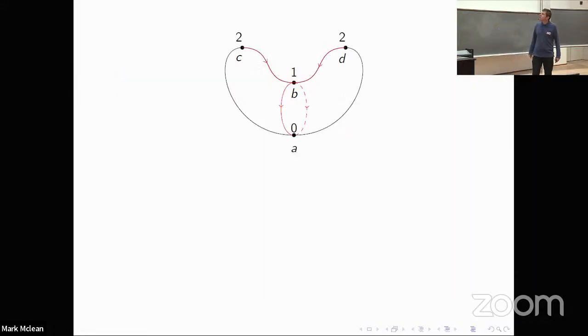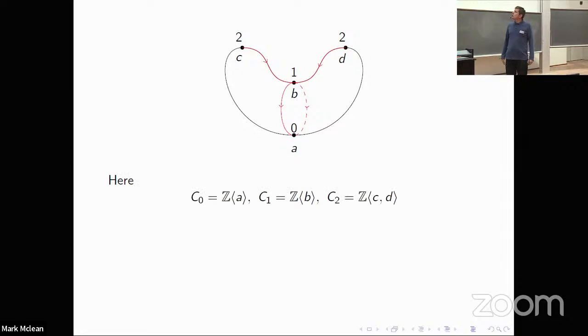So let's do the example of the two-sphere that I had earlier. Again, I have 4 critical points. So this is my chain complex. It's free of rank 1 in degree 0 and 1, and free of rank 2 in degree 2.